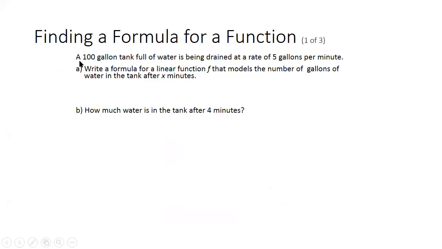If a 100-gallon tank full of water is being drained at the rate of 5 gallons per minute, you want to write the formula for that.